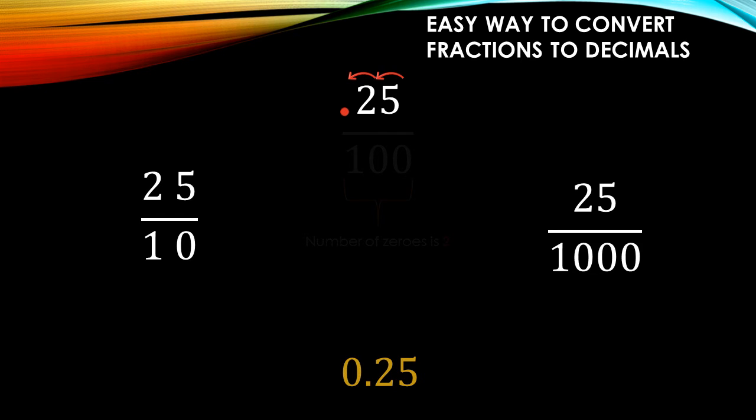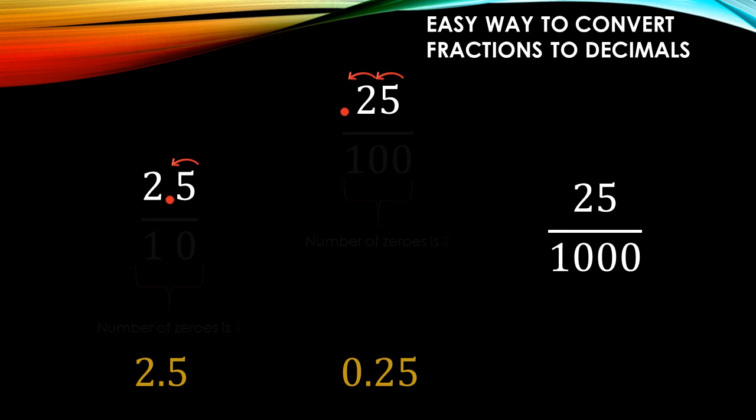Let us take another number, 25 upon 10. See the denominator. It is 10. How many zeros in 10? Yes, 1. So in the numerator, count 1 digit from the right and put the decimal. So the answer is 2.5.